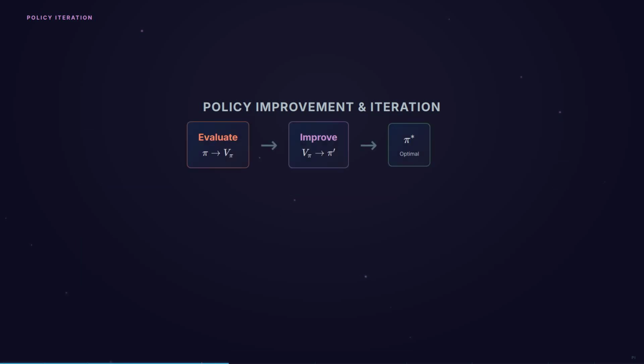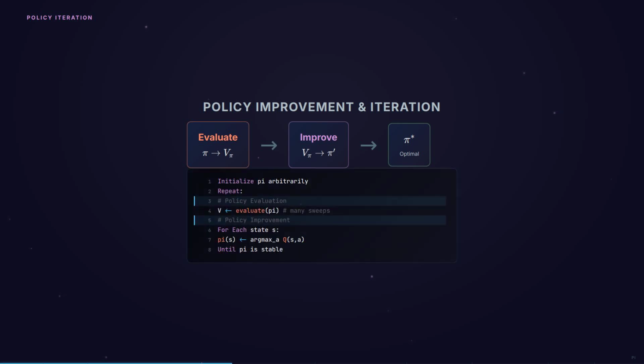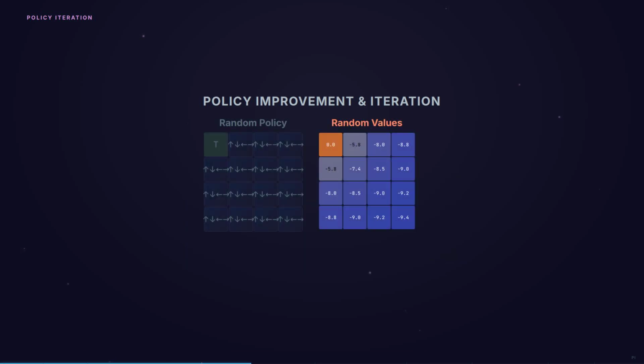Now combine the two steps. Policy iteration alternates between full policy evaluation and greedy improvement. Evaluate the policy, improve it, evaluate again, improve again, until the policy stops changing. At that point, the greedy policy equals the current policy, which means the Bellman optimality equation is satisfied. You've found pi star.